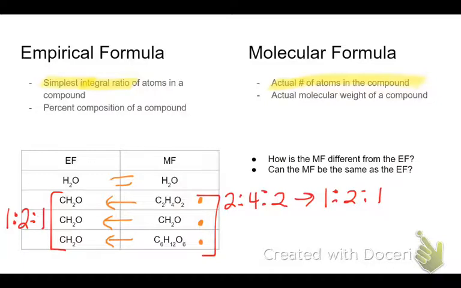So the empirical formula is basically like a fraction, think of it that way, or a ratio of relative atoms to each other, right? This one is just a 1 to 2 to 1 ratio, formaldehyde, and then we have a 6 to 12 to 6 ratio, which again can be simplified down into a 1 to 2 to 1 ratio. So the empirical formula is just the simplified version, whereas the molecular formula is how many you actually have to make this compound. So how is the molecular formula different from the empirical formula? The molecular formula is a multiple of the empirical formula.